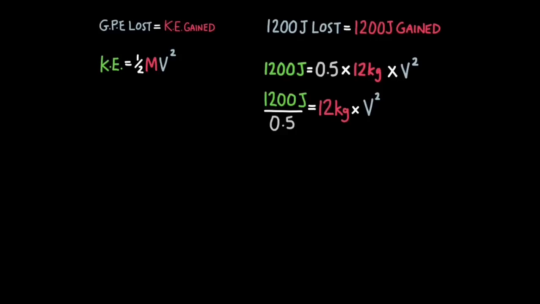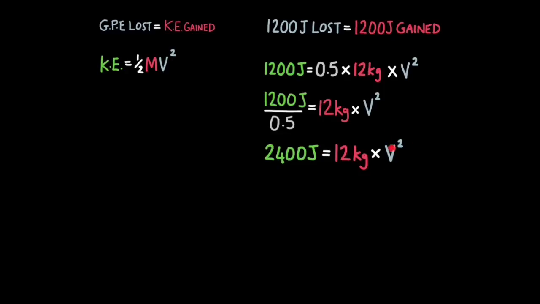So the effect of dividing this side by 0.5 is we get rid of it on this side, and we must divide this side by 0.5 because, as I said, it's an equation. What happens on this side must happen on this side. When you divide a figure by half, it's the same as multiplying it by 2, so you don't actually need a calculator, you just double this figure. So that tells us that 2,400 joules equals 12 kilograms times velocity squared.